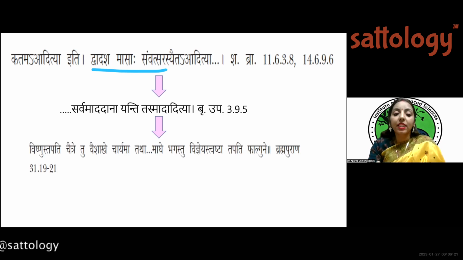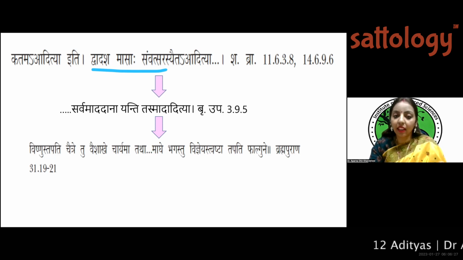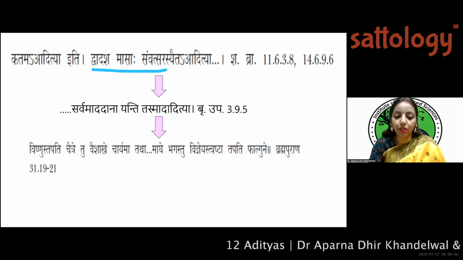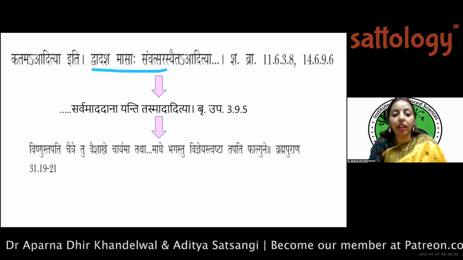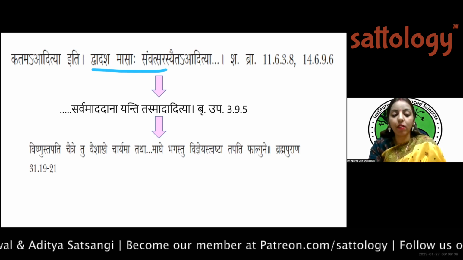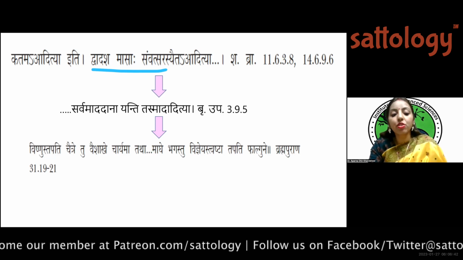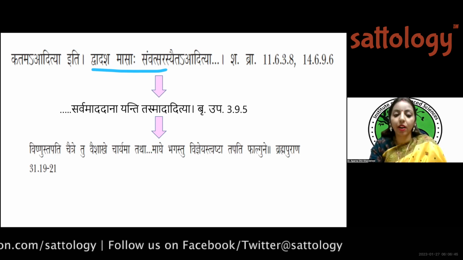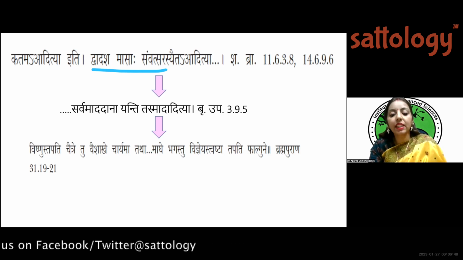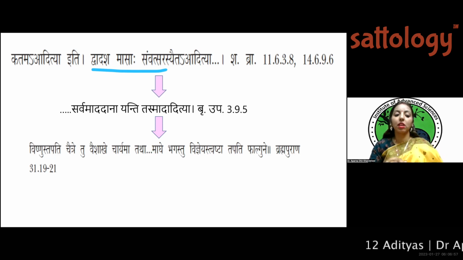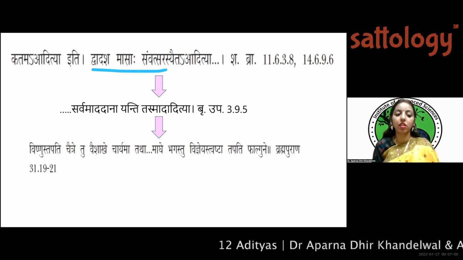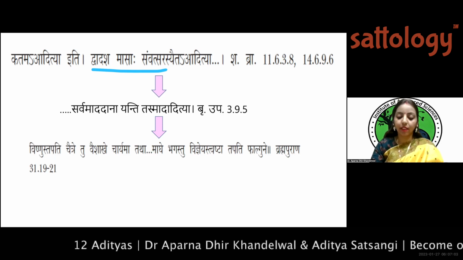Then Dwadash Masa Samvatsarah, this concept is explained here in the Brahma Puran also, like in the Srimad Bhagavad Puran. I have shown it in my earlier slide. Here also Vishnu Tapati Chaitre, meaning in the month of Chaitra, Vishnu shines. Then Vaishakhe cha Aryama, so in Vaishakh it is Aryama, after that in Magh, Bhag. In this way they have given all the names, all 12 Adityas corresponding to their 12 months in this 31st chapter of Brahma Puran. And here is the reference for that.